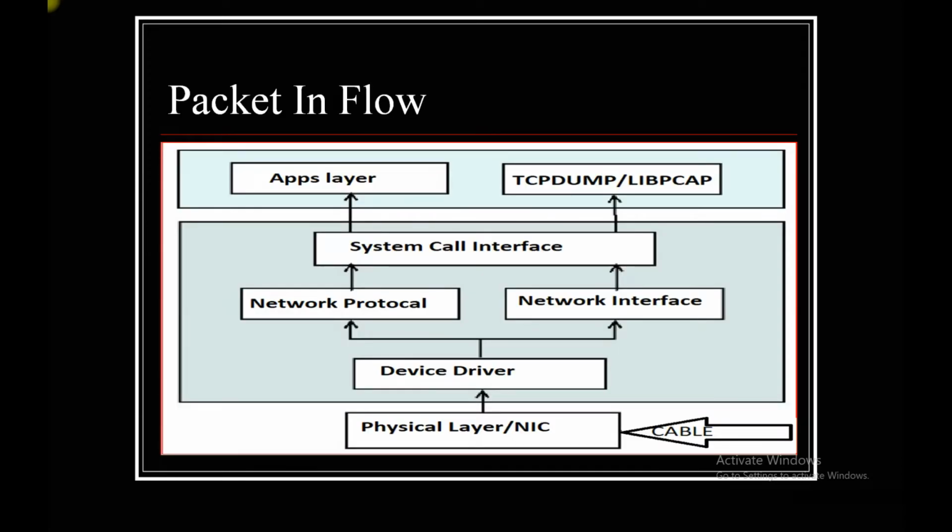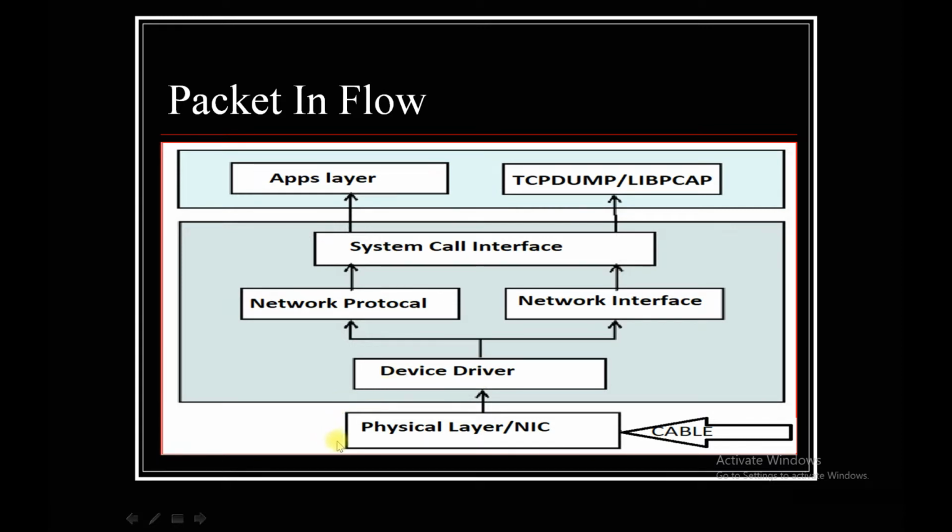So let's see now the packet flow, how the packet flows. You can see the moment the data comes through your cable, which is at the hardware layer, it will go to your physical NIC. After the physical NIC, it goes to the device driver, where there are basically three parts.